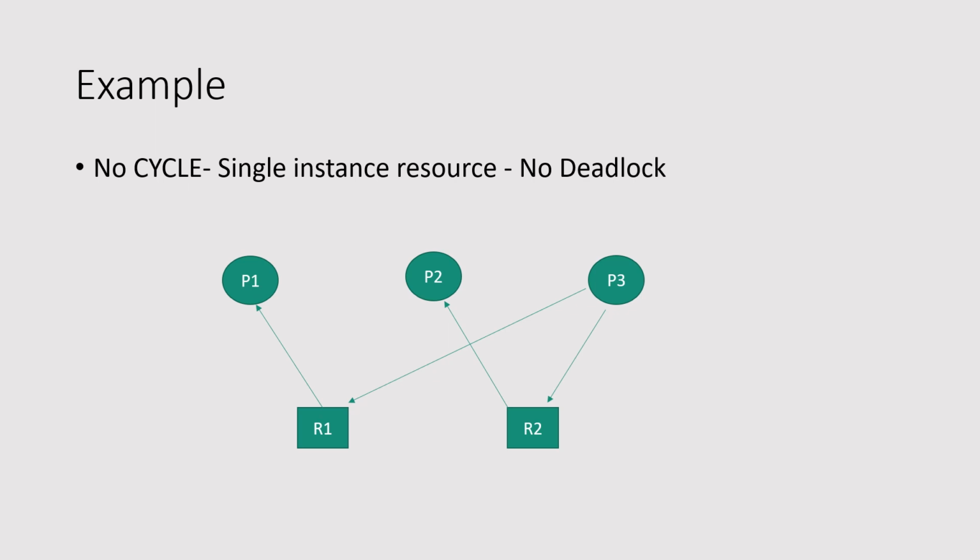So let's see some examples now. For example, in this graph, let's check whether it is a single or multiple resource instance graph. It is clearly showing here that no more instances are given, so it is a single resource graph. And the second step is to check for the cycle. It clearly shows that there is no cycle in it, so we can say there will not be any deadlock if we allocate the resources in this manner to these processes.